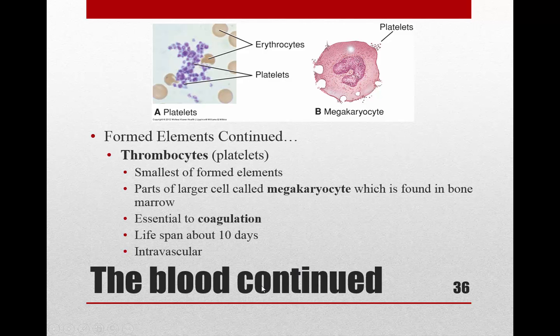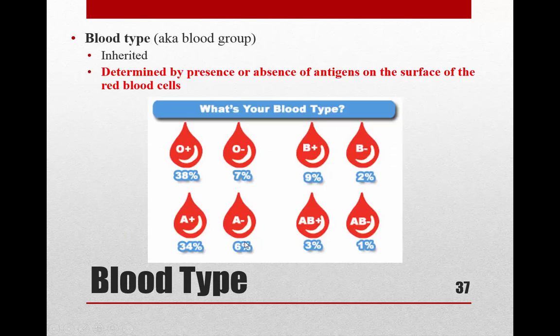So we also have thrombocytes, which are platelets. They are the smallest of the formed elements. They come off of what's a larger cell called a megakaryocyte, which is found in the bone marrow. And these are essential to coagulation, and they only live about 10 days as well. And they also, like the red blood cell, have an intravascular function. So your body's regularly making these as well.